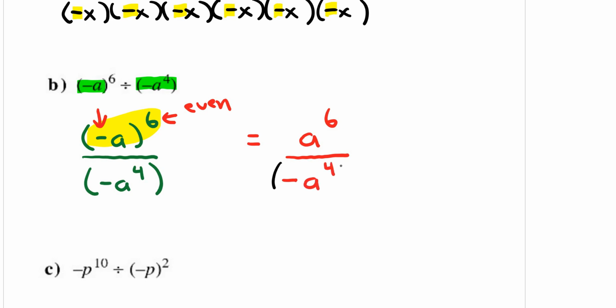Okay, you don't really need the brackets here, but I'll write out the brackets anyways. And then look at the powers here, 6 and 4. 6 minus 4 is 2, so it's a to the power of 2, and then you have this minus sign here which tags along.